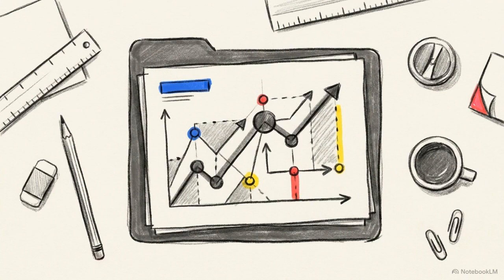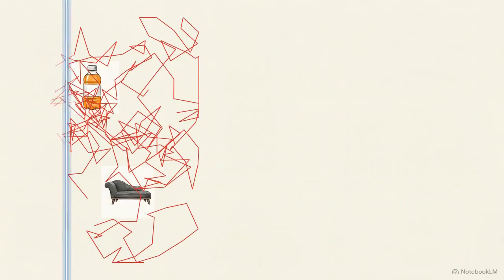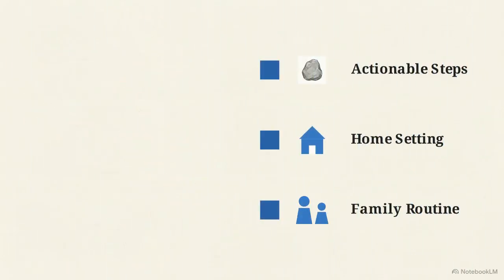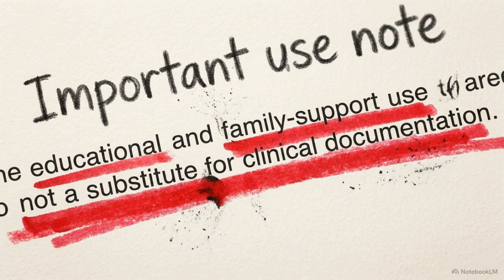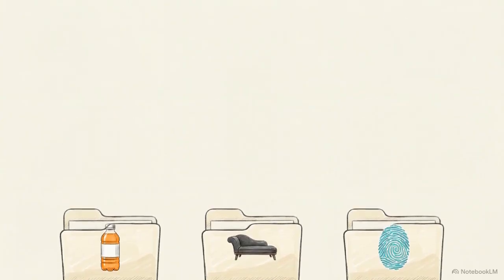Welcome to Template 3. This is your weekly progress monitoring tool. We are going to replace messy clinical jargon with clear, actionable steps that center around the family's routine. Before we begin, we have to set a strict boundary. This tool is for educational and family support only. That means you must leave out all sensitive medical details, therapy records, or unnecessary private data.